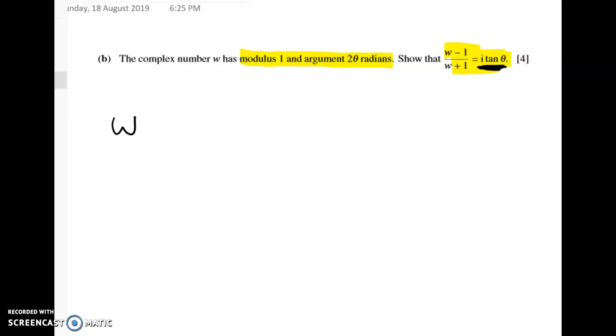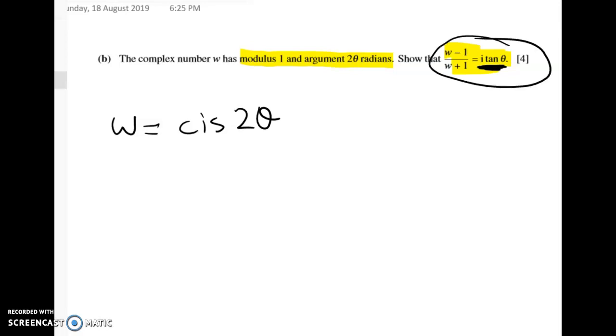Well, we're given that it's got modulus 1 and argument 2 theta. So clearly the place to start is to write that in polar form. So w is equal to cis 2 theta. Now you could do this question using exponential form, but I'm not going to do that. When I looked at it, I went straight to polar form and worked my way through. So you know we're going to end up doing basically a trig identities thing with this.